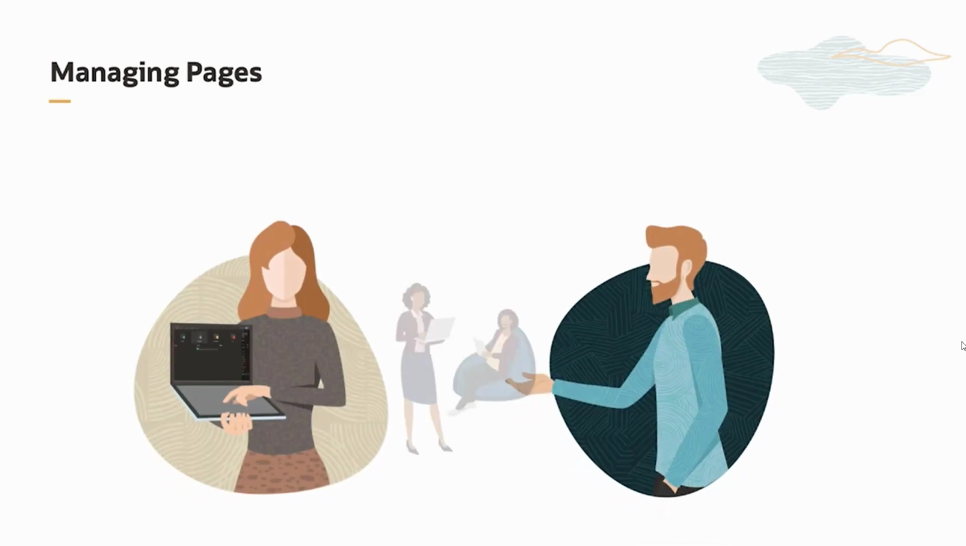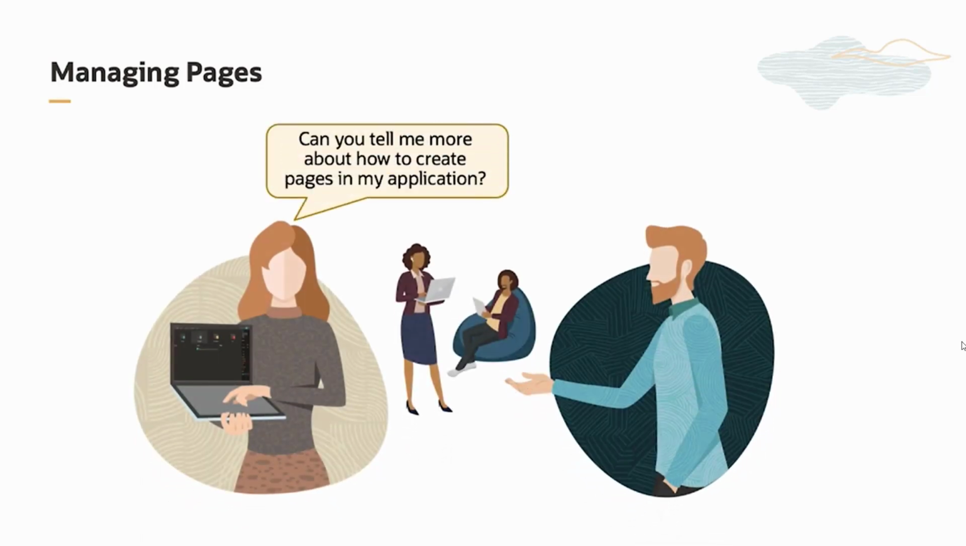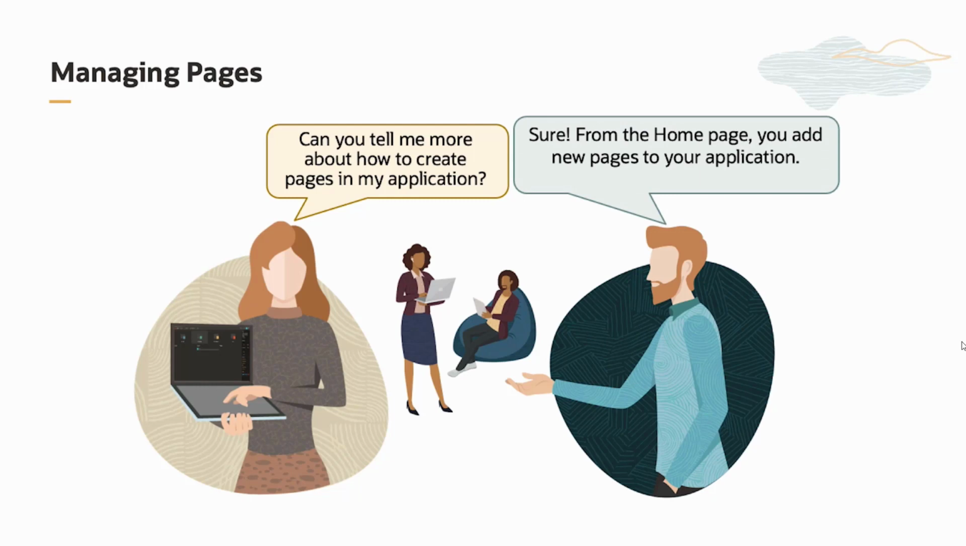So here we have a user that wants to know how to create more pages in the application. As you remember from previous chapters, when you create an application, you have to have at least one page, and that page by default will be the home page. After you create the home page, you can go ahead and add new pages to your application.